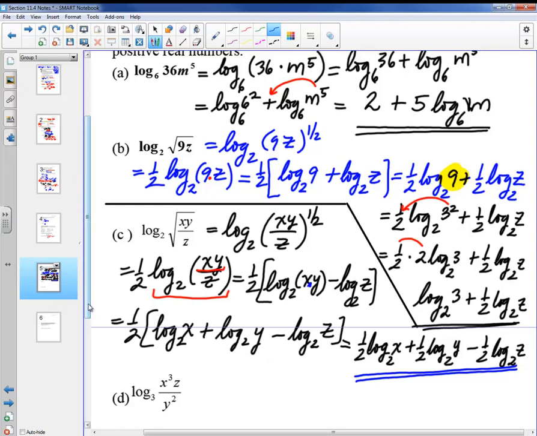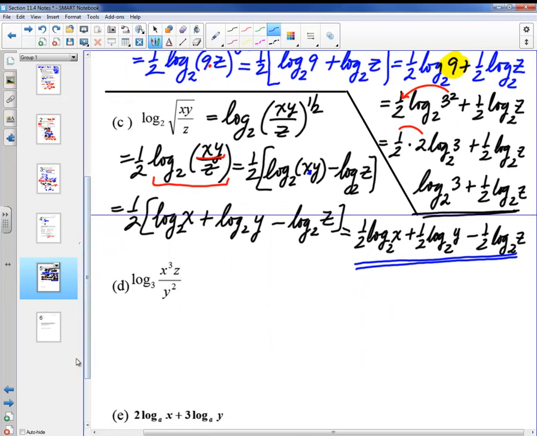Now here is another example, and this one is log base 3 of x cubed z over y squared. So we have, that is a quotient. So I start right away and I break it into a difference. So I have log base 3 of x cubed z minus log base 3 of y squared. And I'm going to take care of the powers, but I'm more worried about the fact that I have a multiplication here. So I'm going to use the product rule.